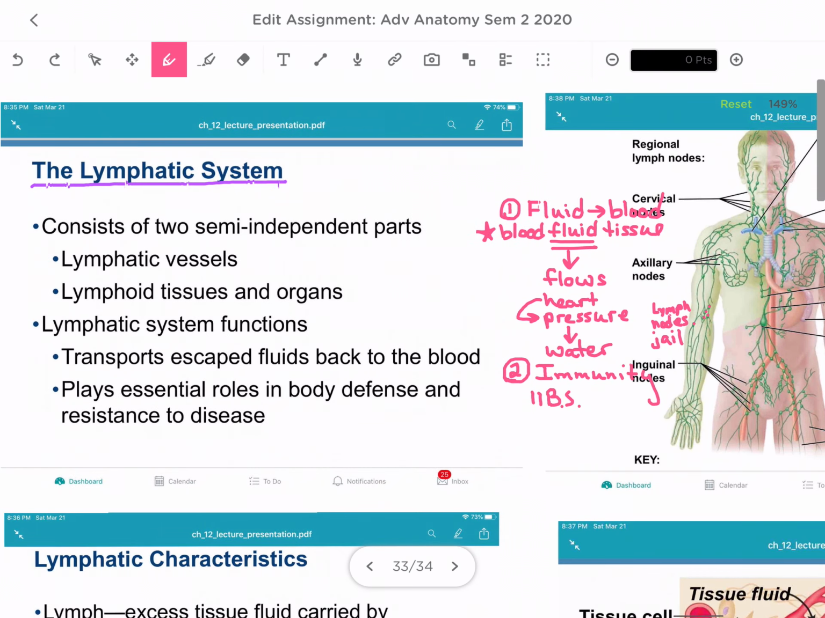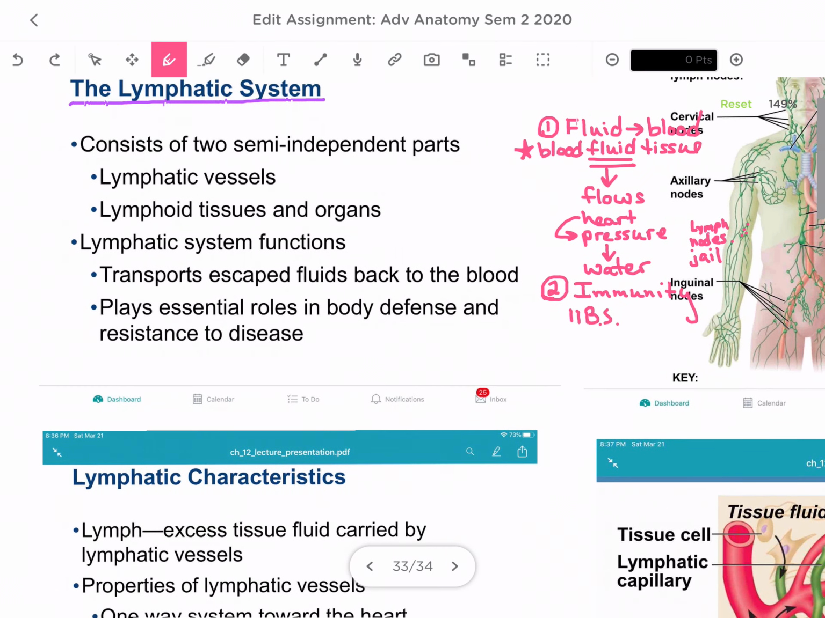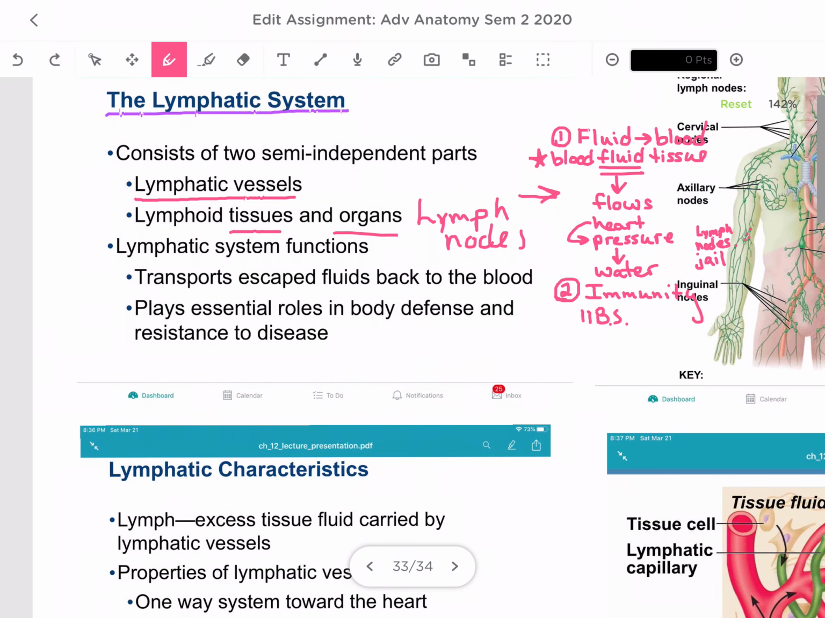the lymphatic system. Let me just review really quick to make sure that we stay on track. Remember, the lymphatic system consists of lymphatic vessels, and then it says lymphoid tissues and organs. So that would be things like your lymph nodes and your tonsils. So there are some organs, and then there are also all these lymphatic vessels. Those are the green things on that first picture we looked at. All those green things are lymphatic vessels.